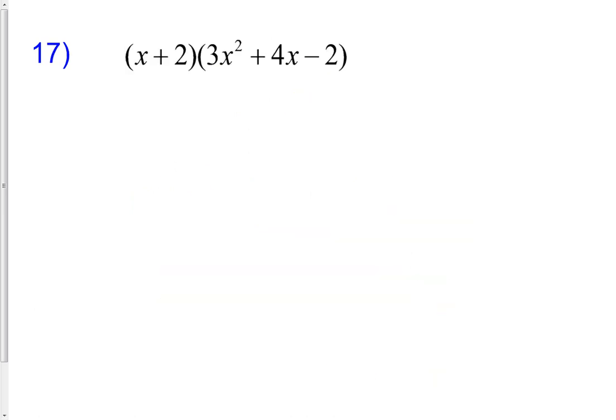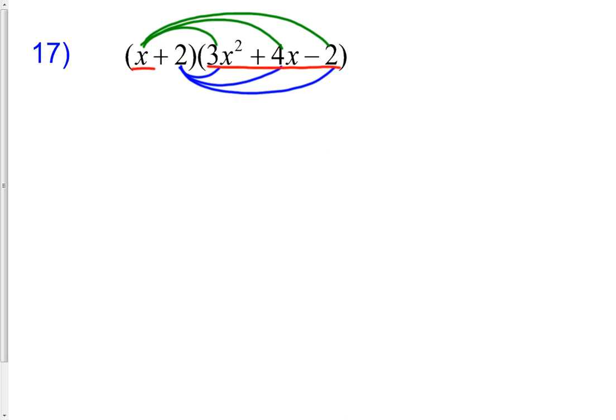So now with 17, a very similar situation to number 16. X has to be multiplied by every one of these, and 2 has to be multiplied by every one of these. So when we do that, x times all three of these: x times 3x squared is 3x to the third, x times 4x is 4x squared, x times a negative 2 is a negative 2x.